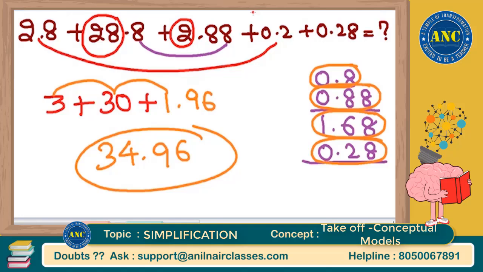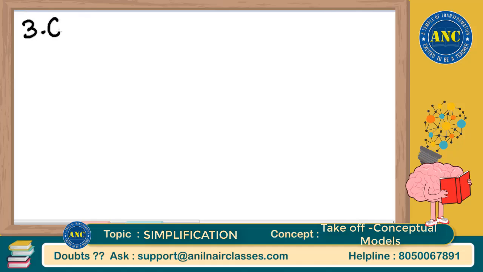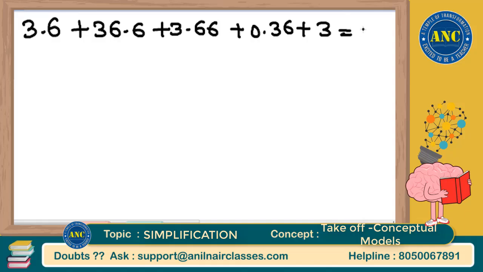Similarly, one more similar kind of question. 3.6 plus 36.6 plus 3.66 plus 0.36 plus 3. This entire value I require, right? Now again, I want to make it a fancy number, sir. I am so fascinated in making the numbers a fancy number. I want to have this kind of numbers in my pocket, not all those small amounts, right?